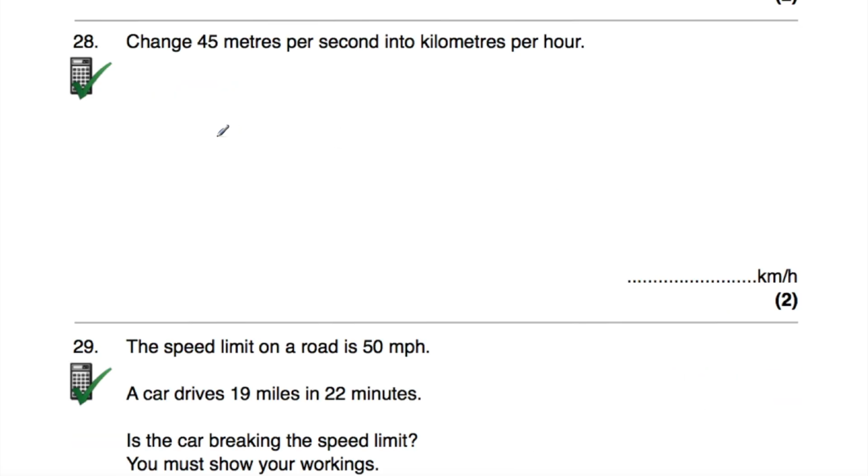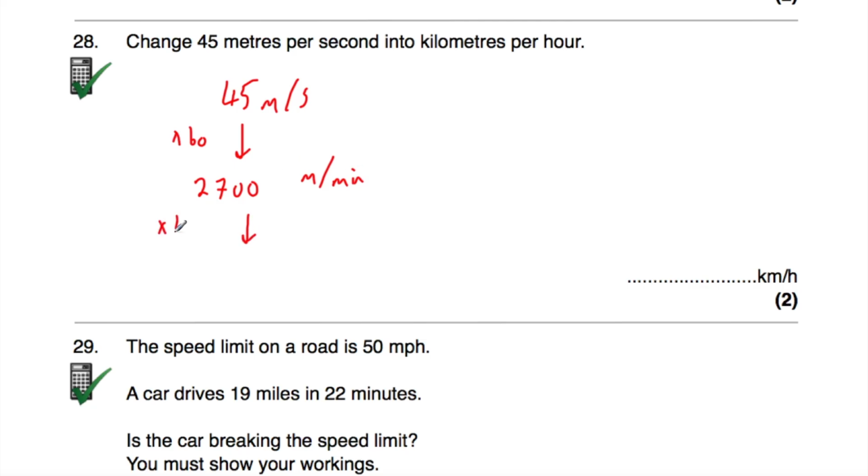Okay, let's have a look at our next question, question number 28. We've been asked to change 45 meters per second into kilometers per hour. Okay, so if I want to get this in kilometers per hour, I'm going to find out how many meters would be traveled in 1 hour and then change that from meters per hour to kilometers per hour. So let's times by 60 to begin with because that'll tell us meters per minute. So 60 times 45 is equal to 2,700 meters per minute. So if you travel 45 meters every second, that'll be 2,700 meters in a minute.